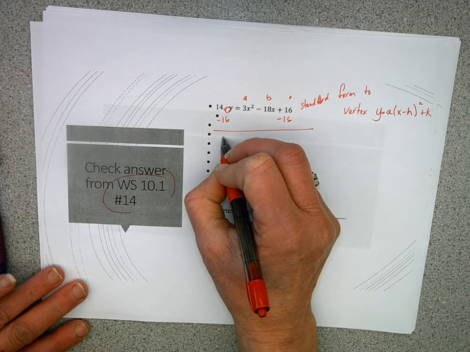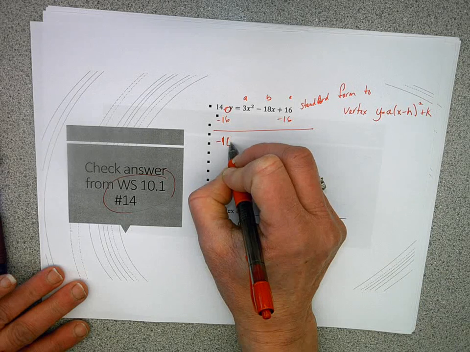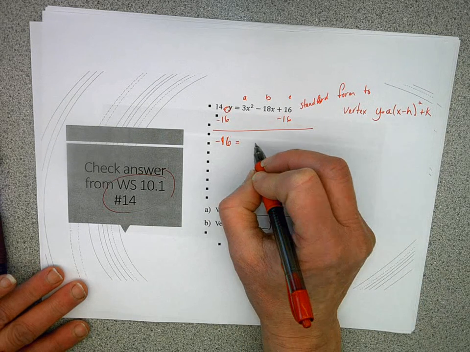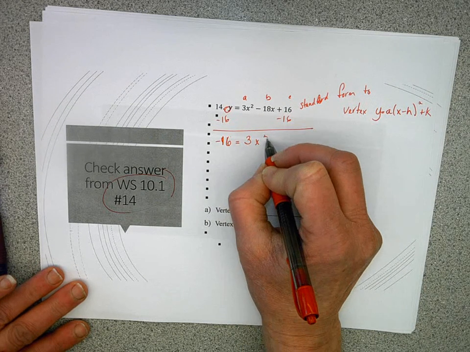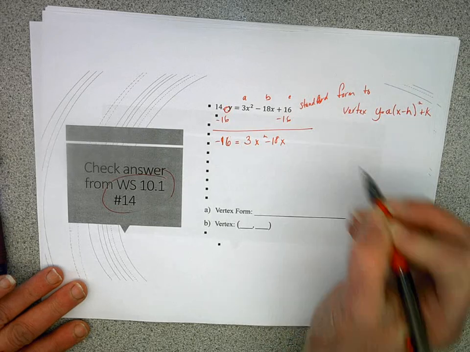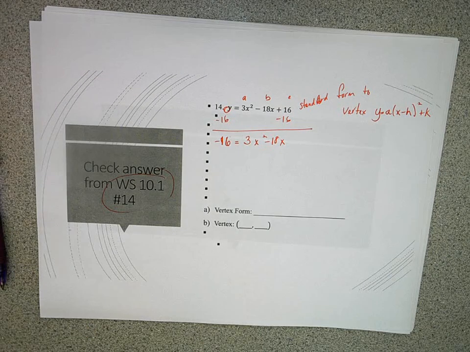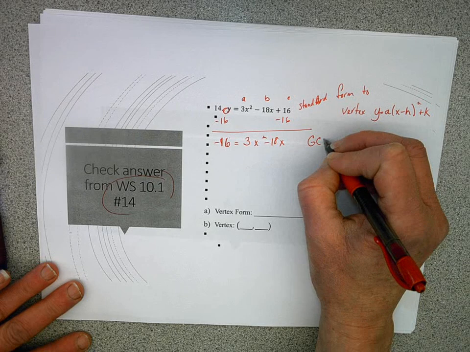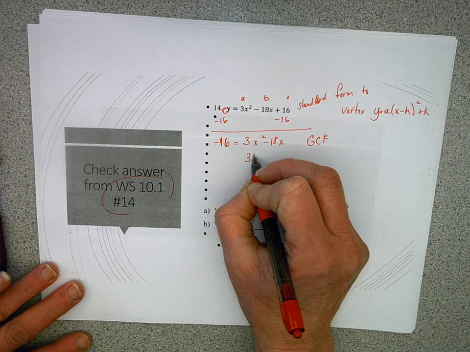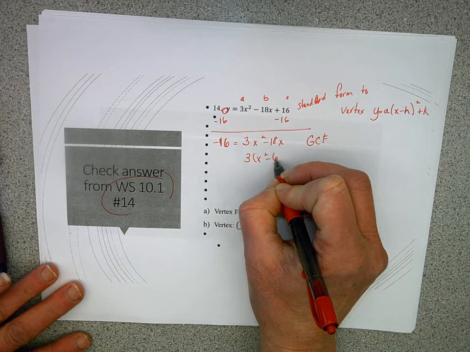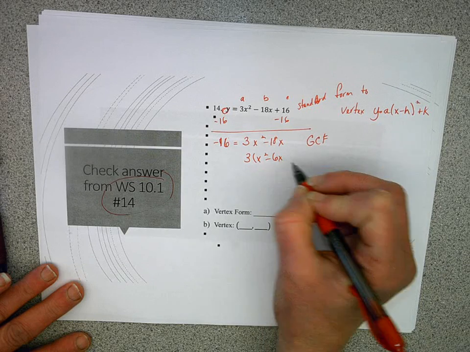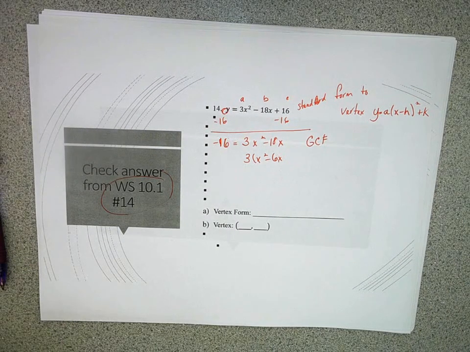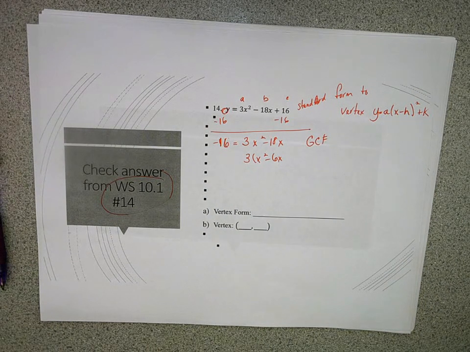So we have negative 16 equals 3x squared minus 18x. Now we don't complete the square when we have a 3 there. So the next thing I'm going to do is take out a GCF. And I don't have to do it from both sides. And I'm not taking out the x, just the number in front when I take out the GCF.